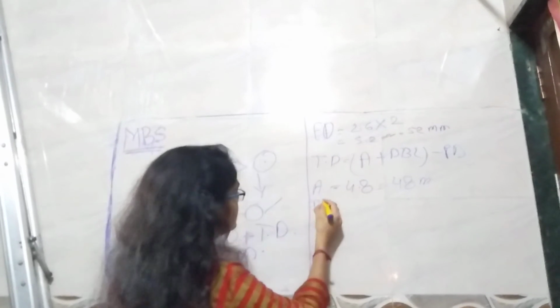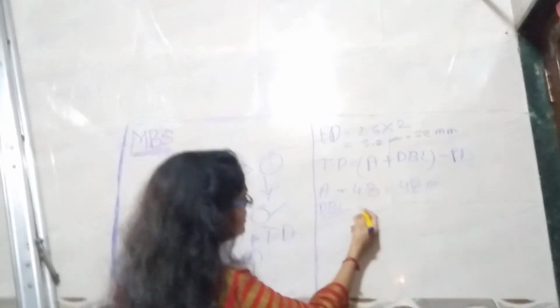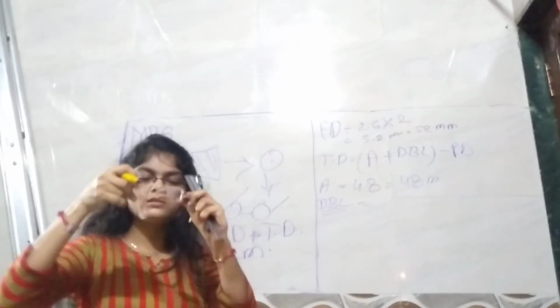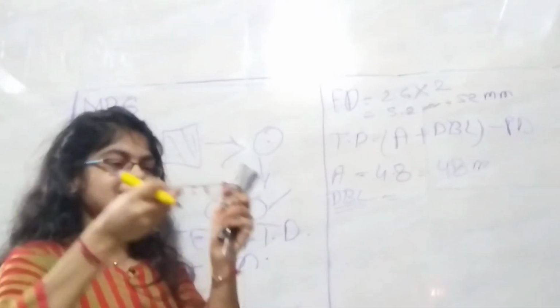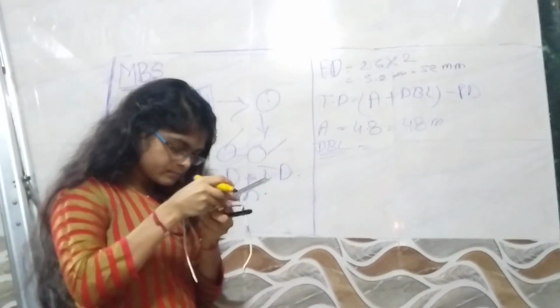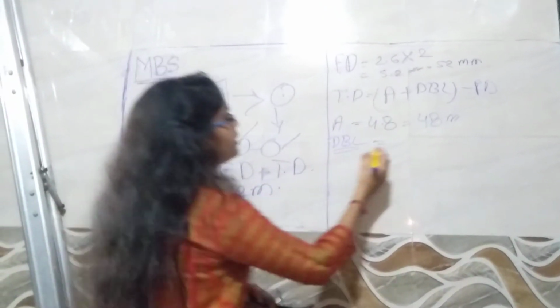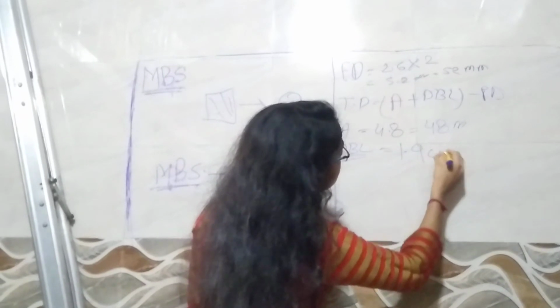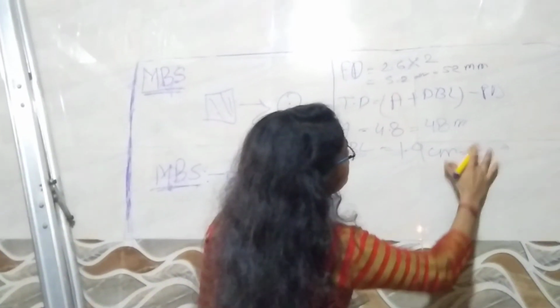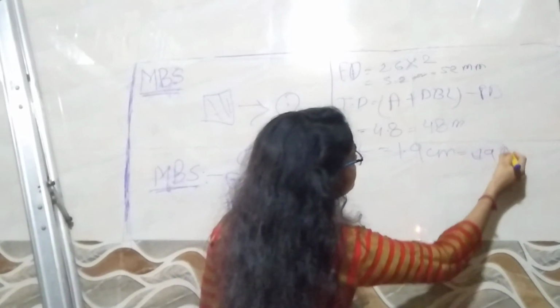And now we'll measure the DBL, which is the bridge size. Bridge size is nothing but the distance from here to here, the gap between the two lenses. So it is 1.9 centimeter, which will be converted into millimeter. So it is 19 millimeter.